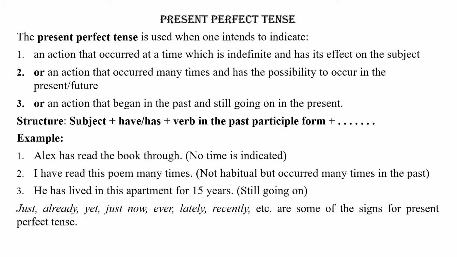The structure of present perfect tense is subject plus have or has plus verb in the past participle form plus the predicative part of the sentence. For example, Alex has read the book through. This is an action that occurred at a time which is indefinite and has its effect on the subject. No time is indicated.